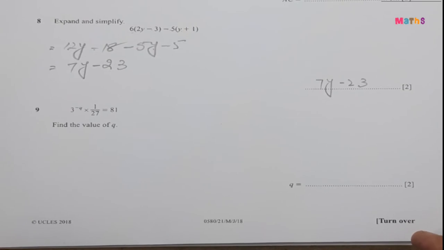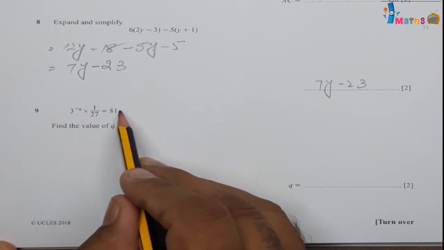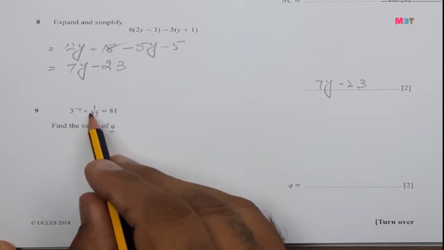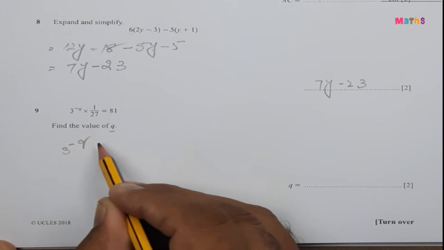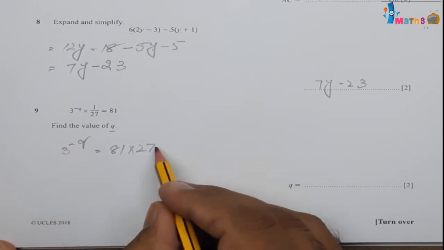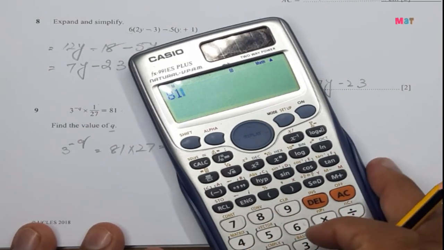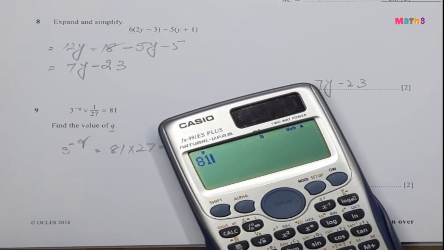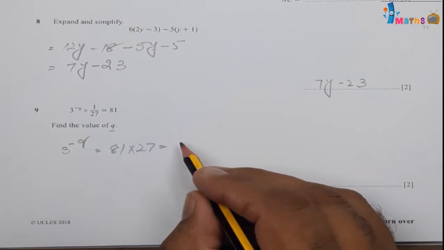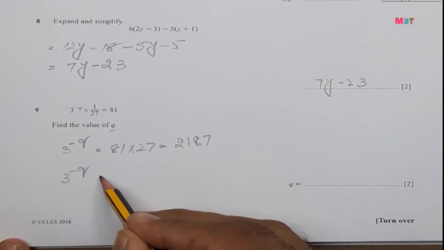Question number 9. 3 raised to a minus q into 1 over 27 is equal to 81. Find the value of q. So first of all, we will shift this to the other side. 3 raised to a minus q is equal to 81 into 27, which is 81 multiplied by 27, is equal to 2187. So 3 raised to a minus q is equal to 2187.